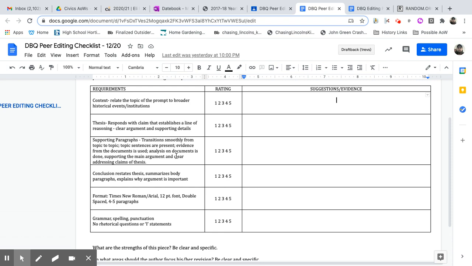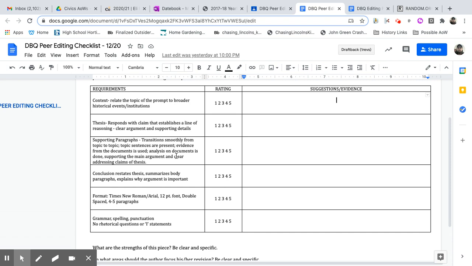You want to see evidence from the documents. So I think that's simple enough. Quotes, really just referencing the document is fine, but evidence from the document specifically. And then we want to see analysis on those documents. So not just dropping the document in and saying, oh, I got my document in, but using that document to back up your argument, using it to help you argue your point, not just dropping it in there. So good analysis on the documents.